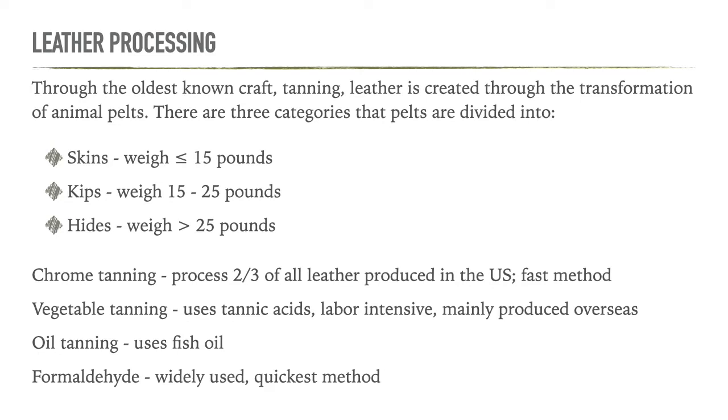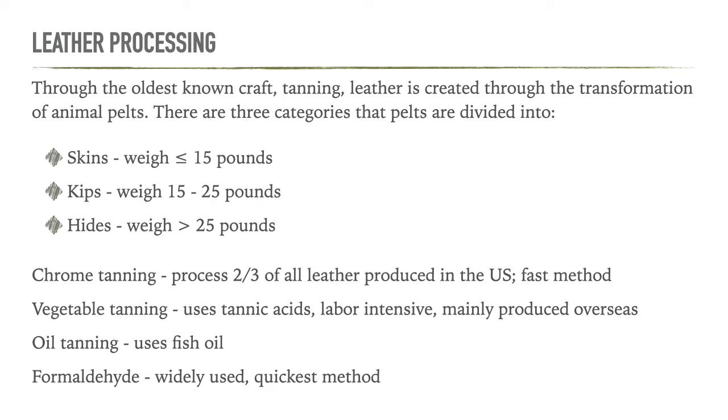Vegetable tanning uses tannic acids that are naturally derived from bark, wood, or the nuts of trees, as well as shrubs and tea leaves. This tanning method is used on the hides of cow, steer, horses, and buffalo. Vegetable tan leather is identified by its dark center streak on the cut of the edge. This process of tanning is done mainly overseas as it is labor intensive.